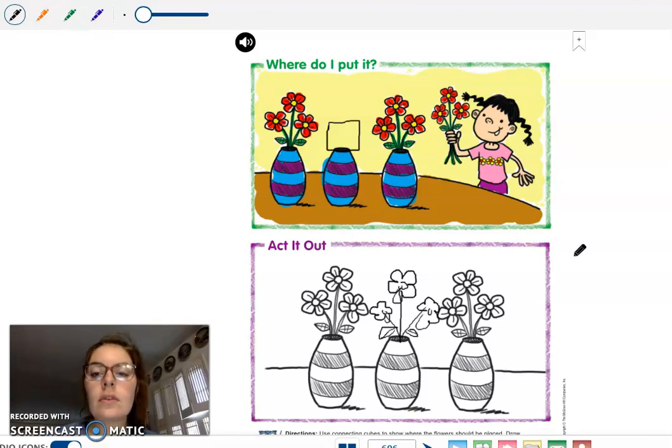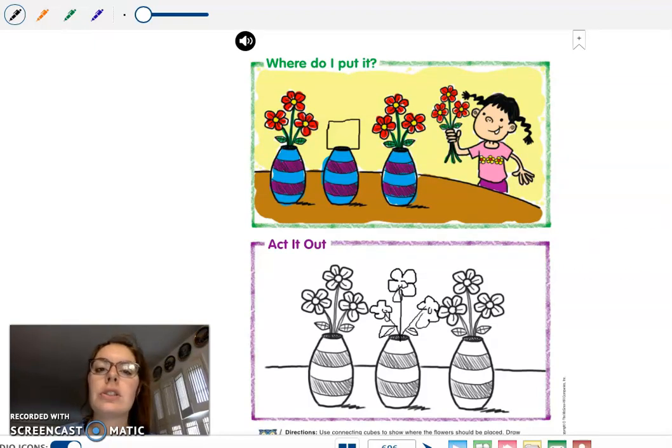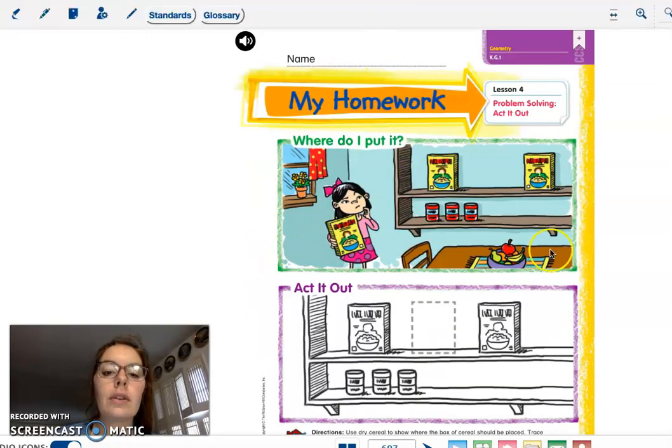Okay. Now, if you would like extra practice, you can turn the page and you can work on the homework.